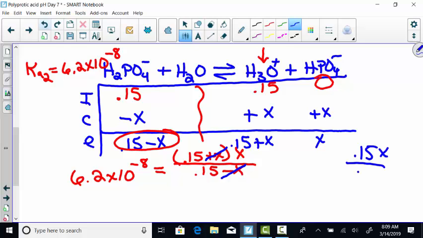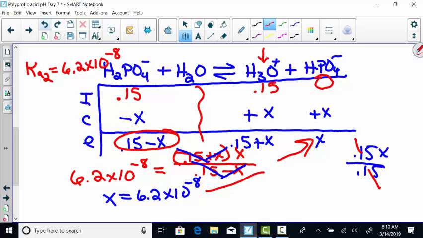So essentially, those cancel. Not only do the x's cancel, the 0.15s also cancel. So that leaves you with x equals 6.2 times 10 to the minus 8th. That is your concentration of x. So this is your x value for that concentration.